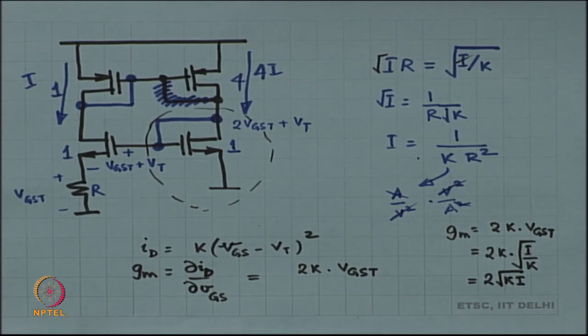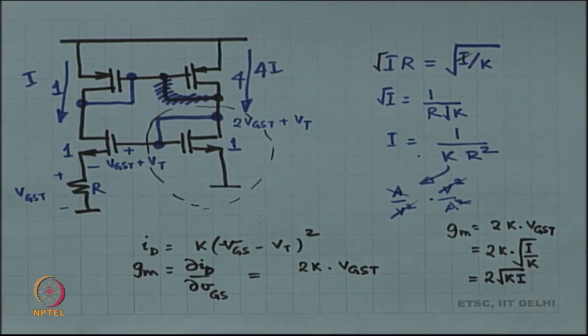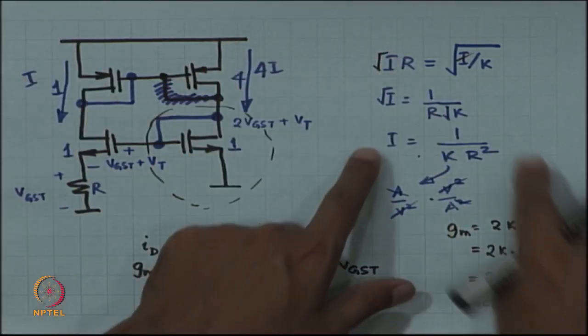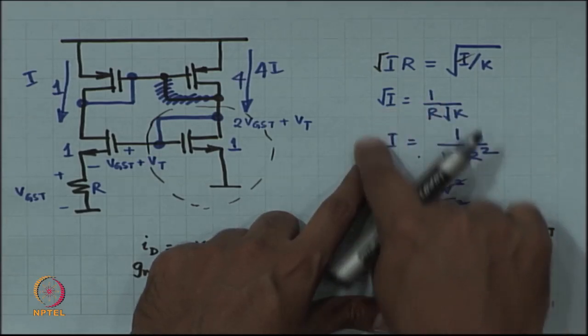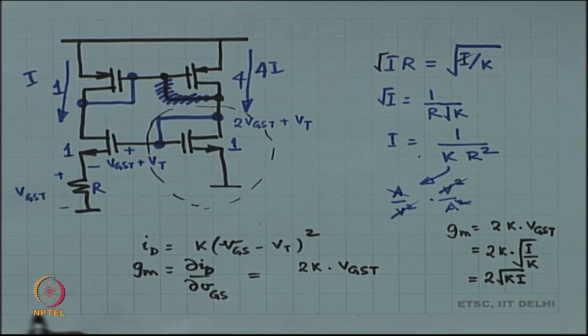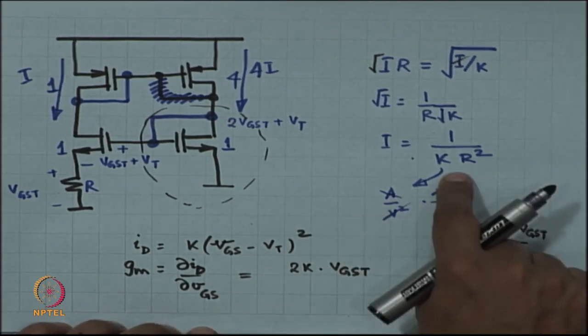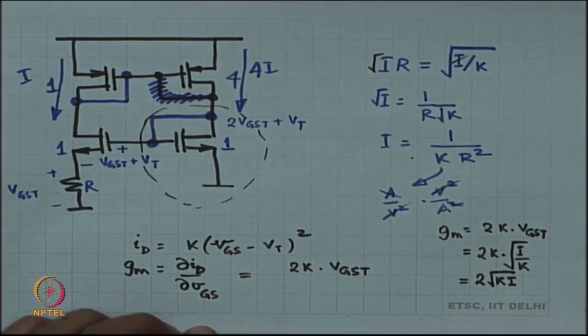All right. So, this is another expression for GM. GM is 2 times square root of k times I, and in this case VGST has been taken out. Now, in this setup over here, I have I and k and no idea of what VGST is. I know that I is equal to 1 by k r squared. So, maybe you should use something similar.